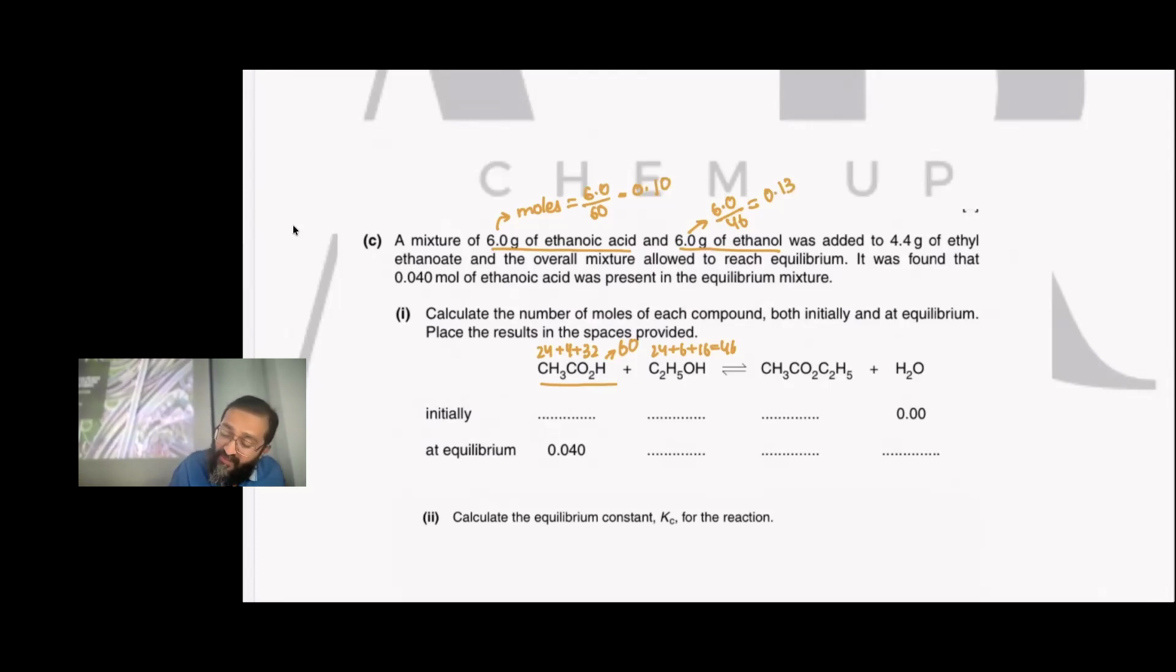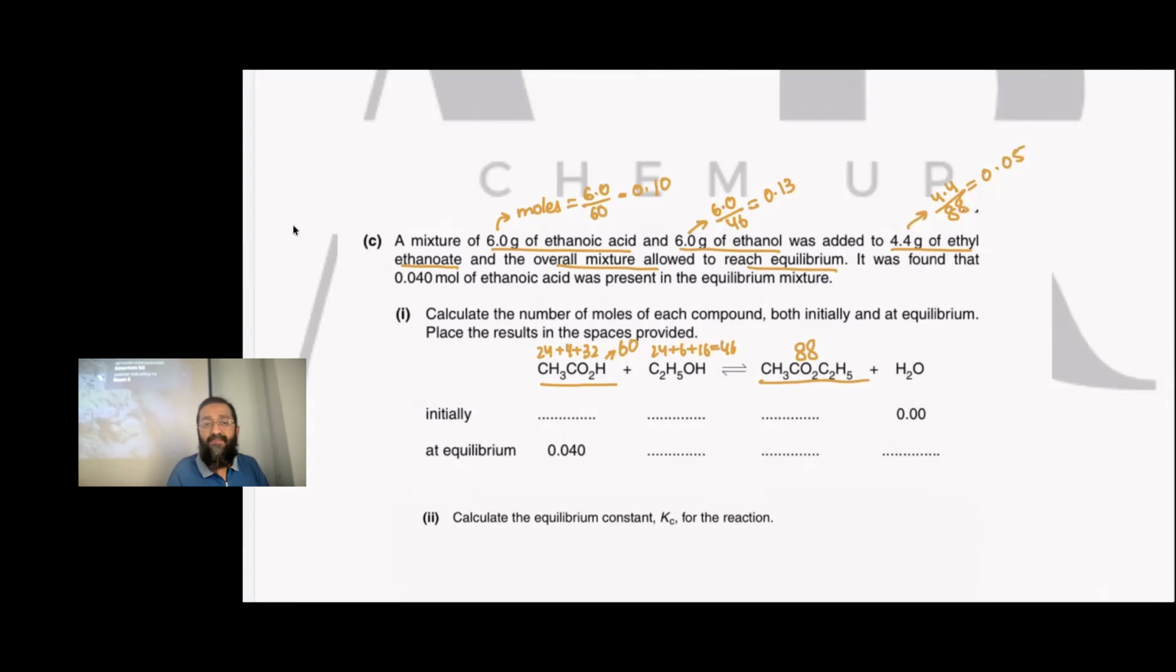Was added to 4.4 gram of ethyl ethanoate, and the overall mixture is allowed to reach equilibrium. So this is ethyl ethanoate. Okay, so 60 plus 46 is 106. 106 minus 18, 88. So that will be the MR of ethyl ethanoate. So 4.4 over 88 gives you 0.05.